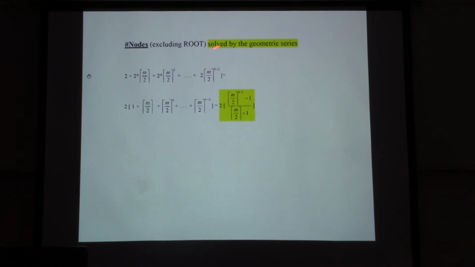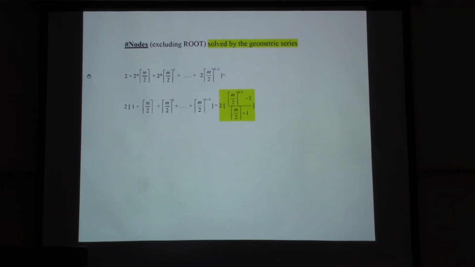So what I have, and I can take the 2 out, is 1 plus this plus this plus this plus this. So we can see that there's a ratio, and the ratio is the ceiling of m over 2. Okay, so this is a geometric series. The number of terms, from 0 to h minus 2, is h minus 1. So h minus 1 is the number of terms.